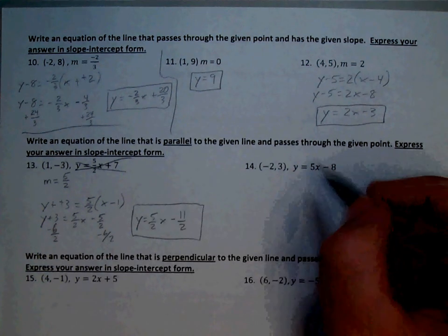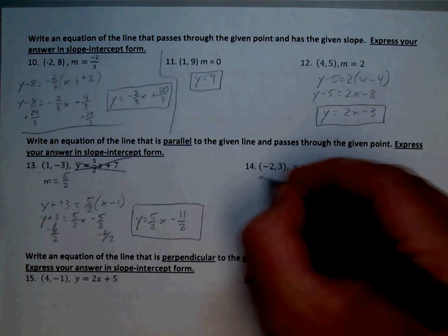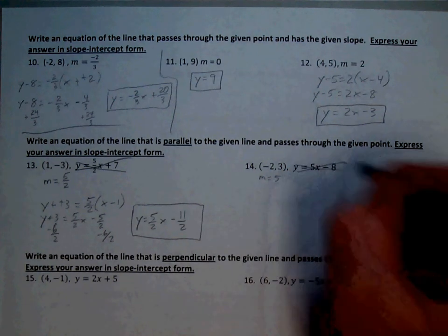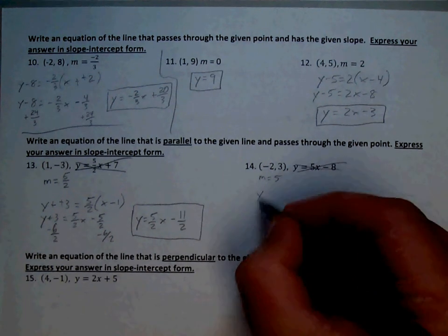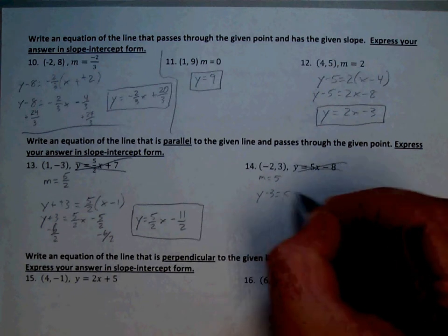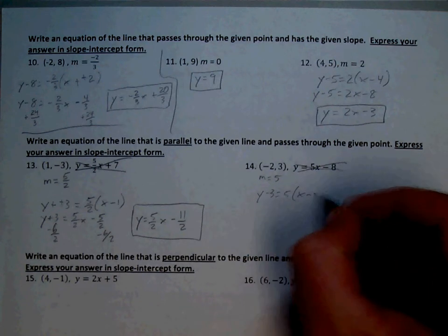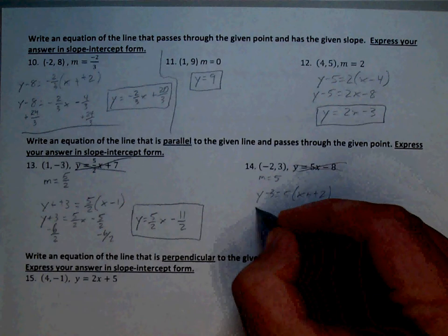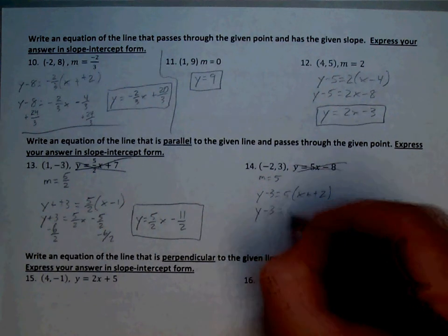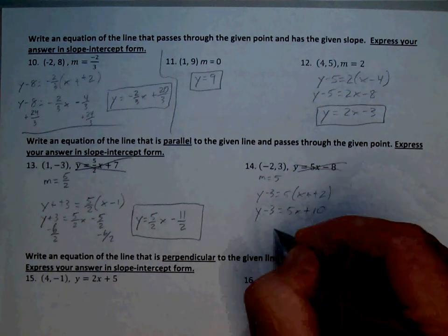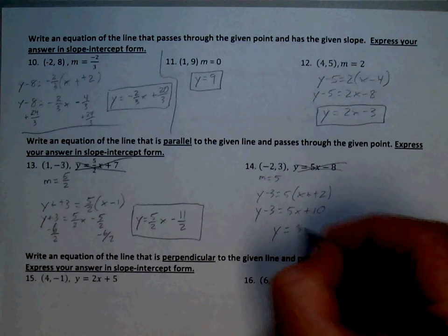Number 14, parallel, so we have the same slope, slope of 5. Don't use the negative 8 for anything. Y minus 3 equals 5 times x minus negative 2, that's x plus 2. Distribute. Y minus 3 equals 5x plus 10. Add the 3, y equals 5x plus 13.